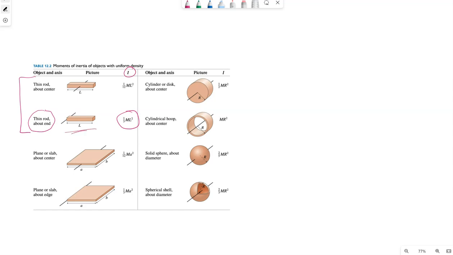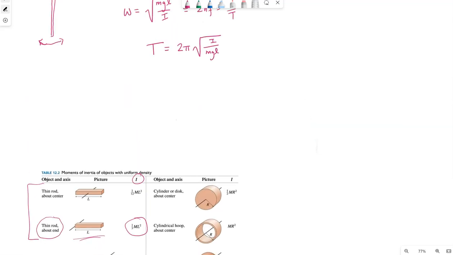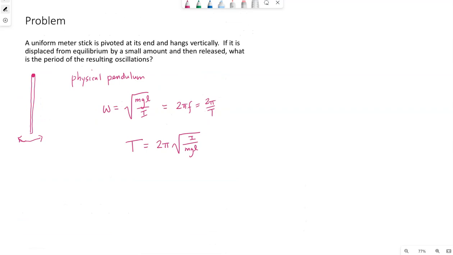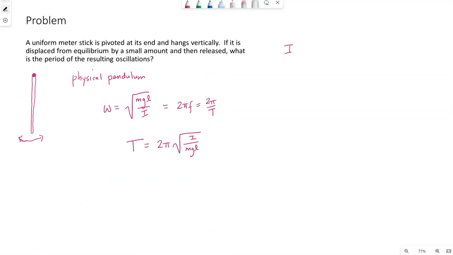Now notice in the picture, L is the total length of this thin rod. So I'm going to come back up here. I know I is 1/3 ml squared. Now, in the table, they use a capital M. I've written it as a lowercase m. Either way, m is the total mass of the meter stick. So that is something that we're going to put in here for I.